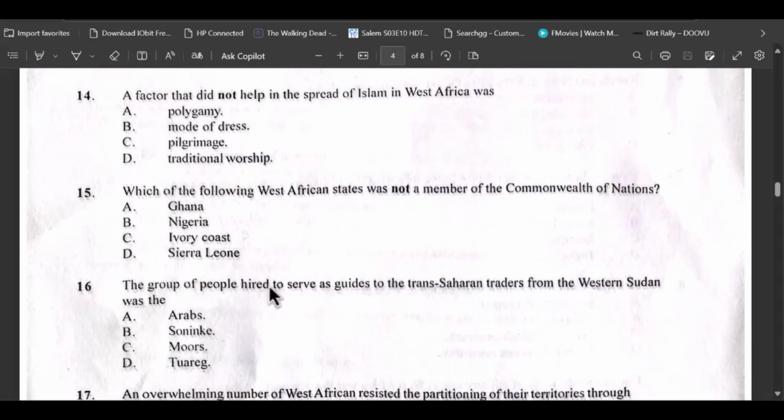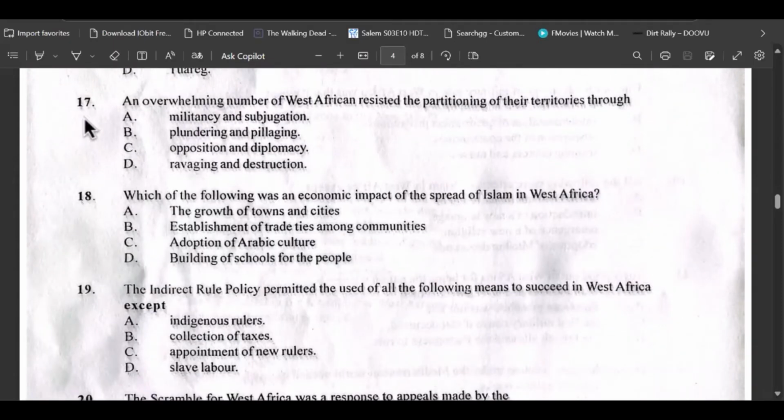16, the group of people hired to serve as guides to the trans-Saharan traders from the Western Sudan was the. 17, an overwhelming number of West Africans resisted the partitioning of their territories through. 18, which of the following was an economic impact of the spread of Islam in West Africa? 19, the indirect rule policy permitted the use of all the following means to succeed in West Africa except.